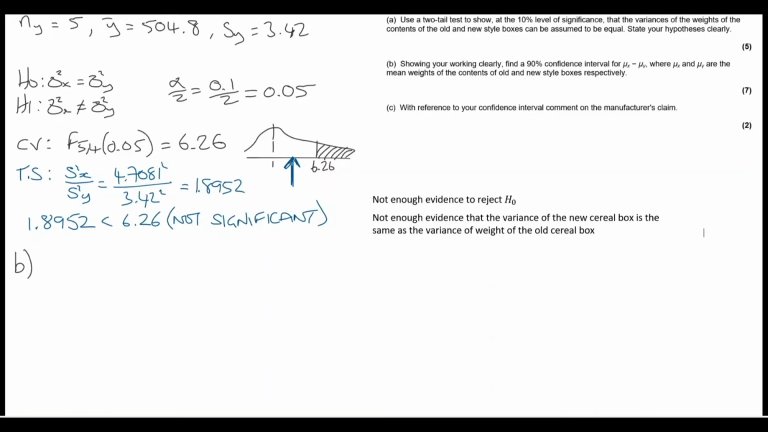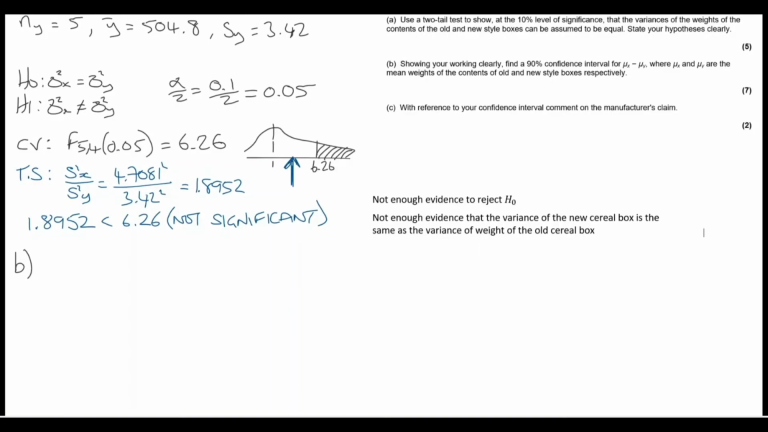In part B, we've been asked to find the 90% confidence interval for mu x minus mu y, so the difference between the means. Okay, so for this confidence interval, there's a couple of things that we need to bear in mind. Firstly, the critical value. Is it going to come from the normal distribution, or is it going to come from the t distribution? We're going to be using the t distribution since we do not know the variance of the original distribution and we have a very small sample size.